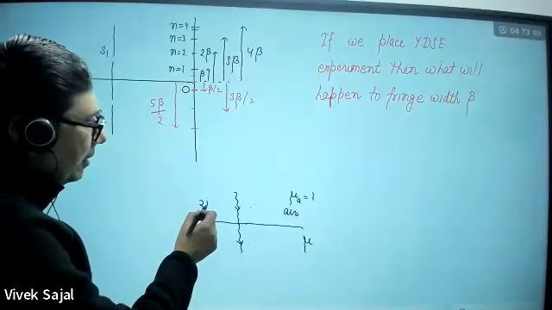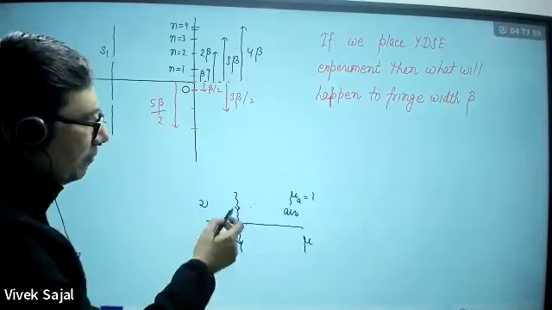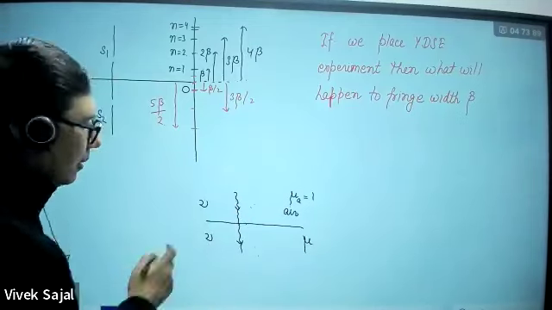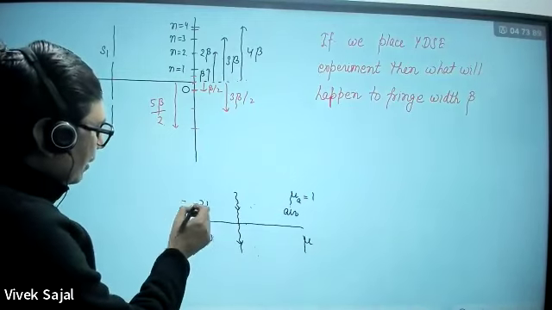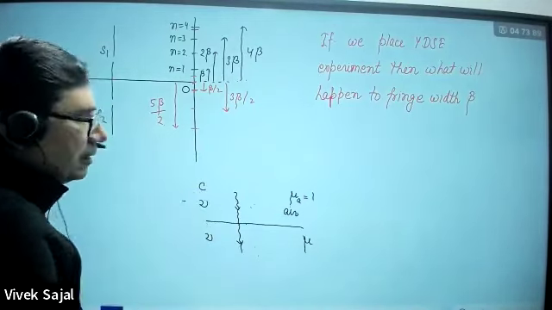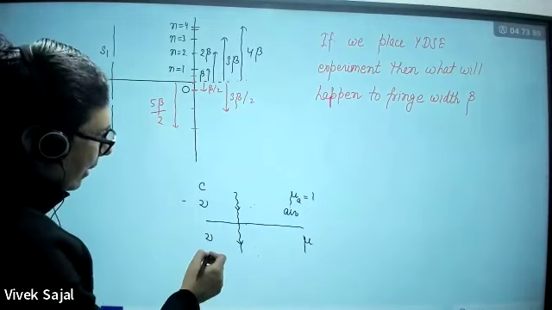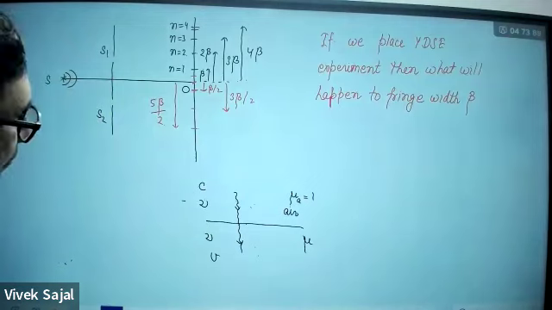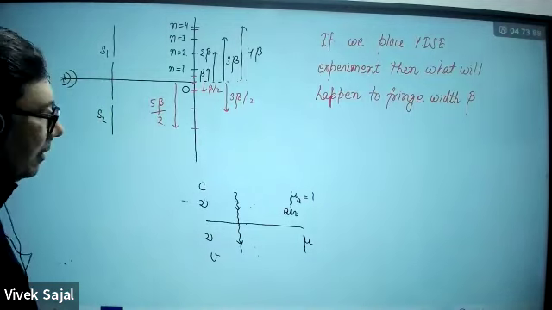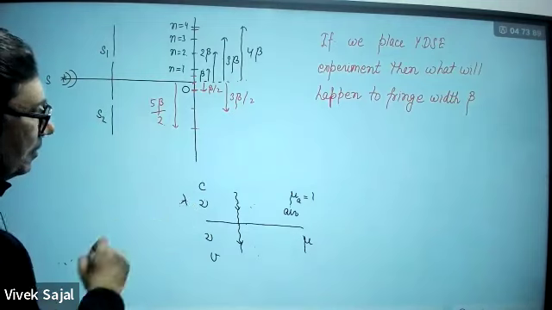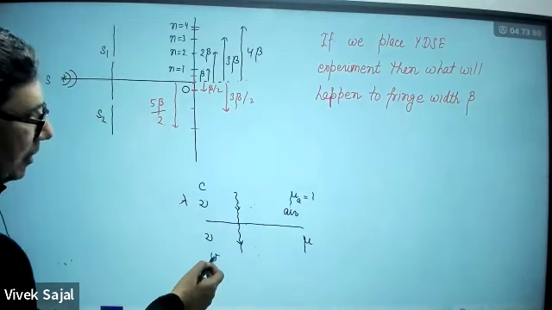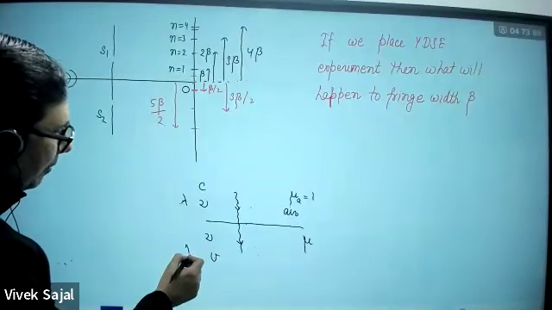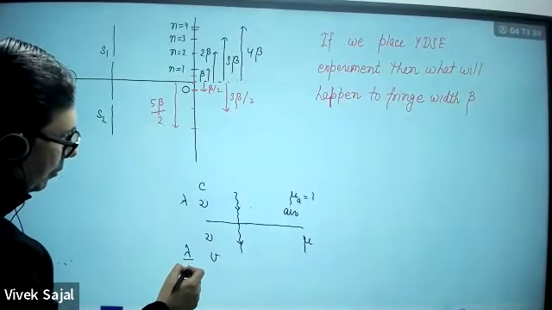What will be the speed of this light here? That will be c. So here you can write speed is c, and here this will be v. And what will happen to the wavelength? Suppose here this is lambda. Here the wavelength will become lambda by mu.